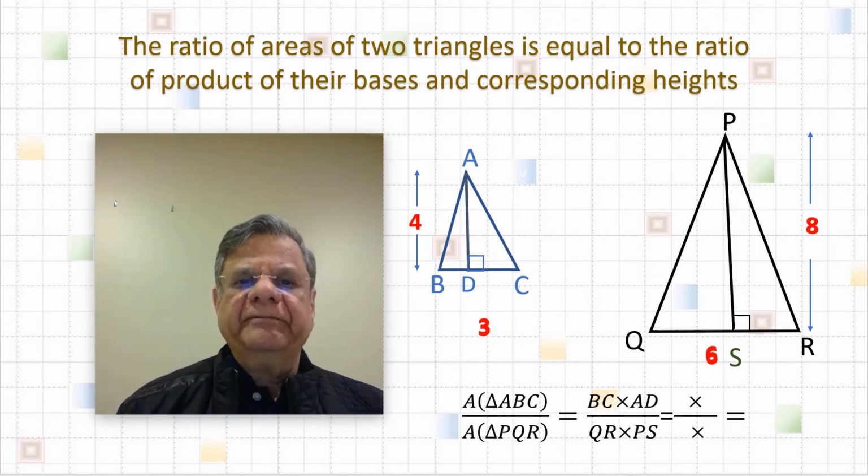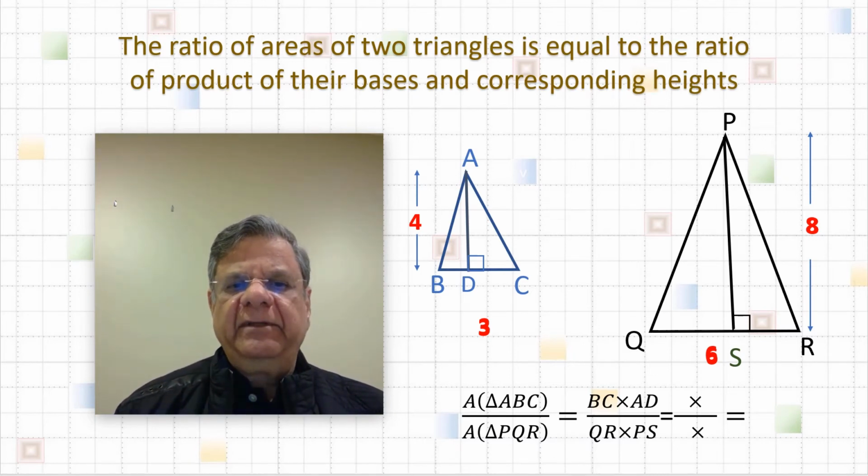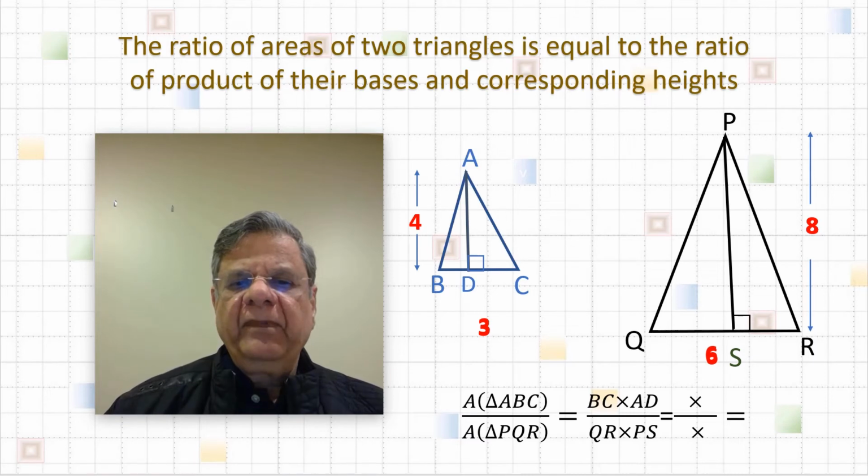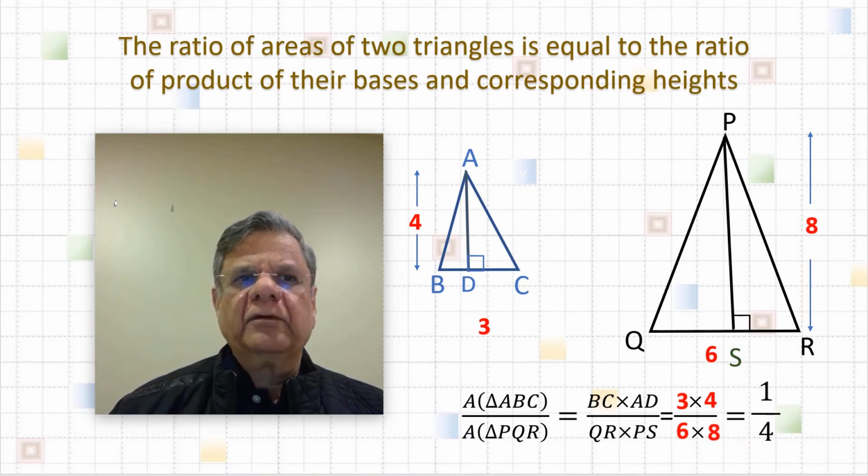By using the theorem, area of triangle ABC upon area of triangle PQR is equal to BC into AD upon QR into PS. That is 3 into 4 upon 6 into 8. That is equal to 1 by 4.